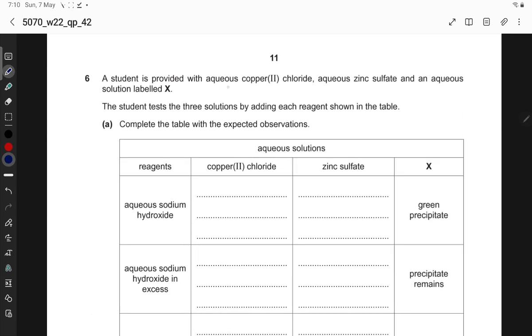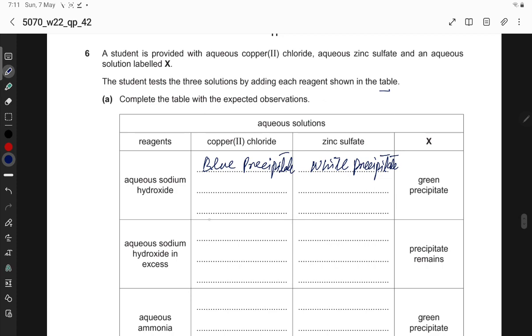A student is provided with aqueous copper 2 chloride, aqueous zinc sulfate, and an aqueous solution labeled X. The student tests the 3 solutions by adding each reagent shown in the table: aqueous sodium hydroxide, blue precipitate, zinc sulfate, white precipitate, blue precipitate.